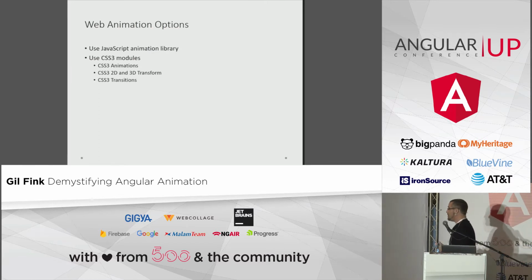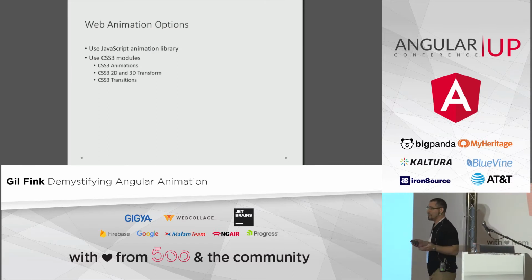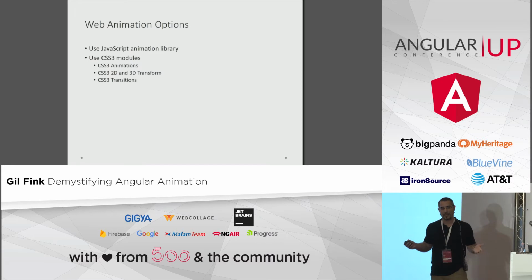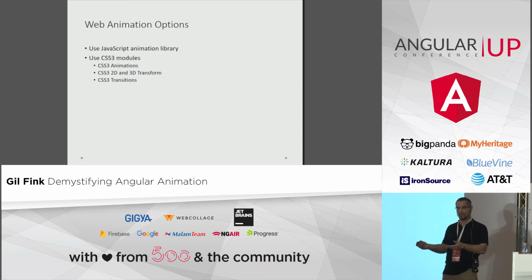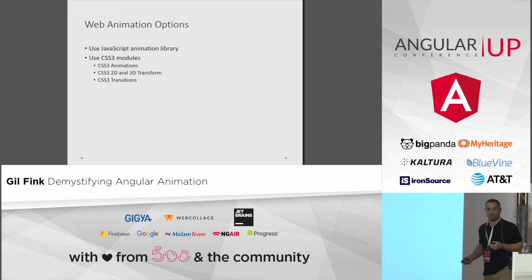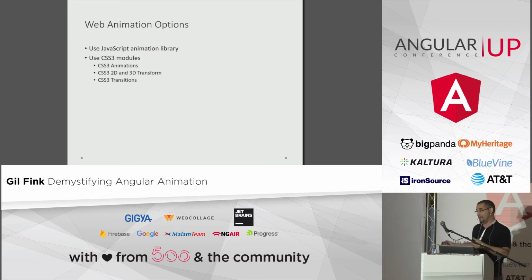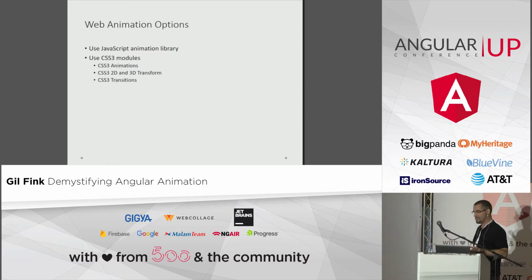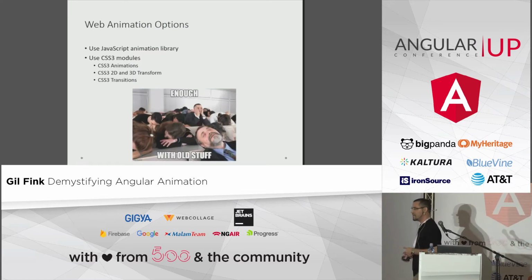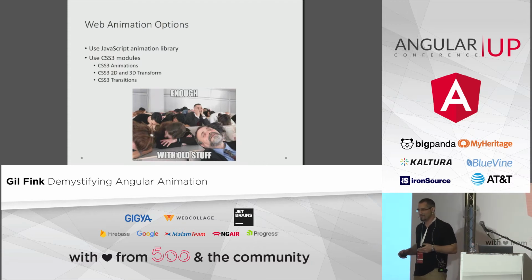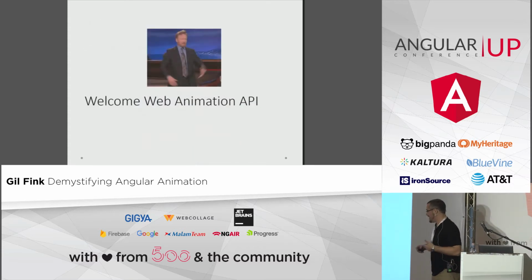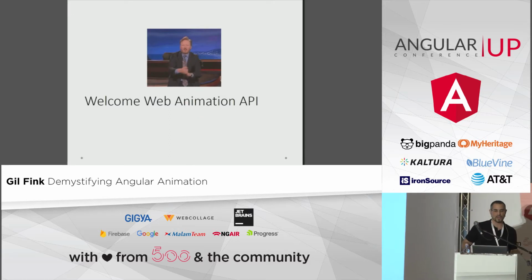So, web animation options right now. First of all, of course, you have JavaScript libraries that you can use in order to impose animations in your websites. You can also use CSS3 models like CSS3 animation, CSS3 3D animations, etc. But it's boring because it's old stuff. Really. Let's welcome Web Animation API.